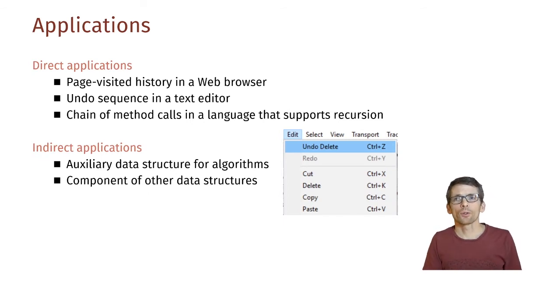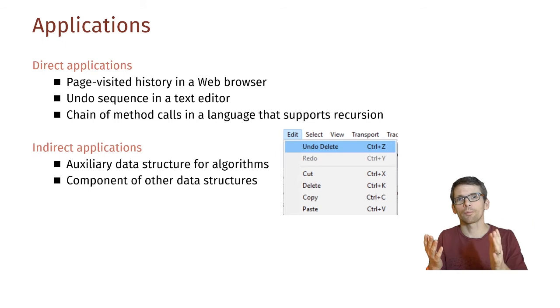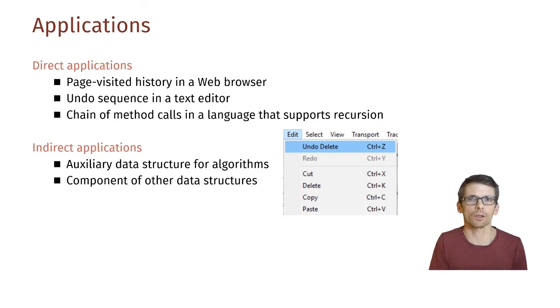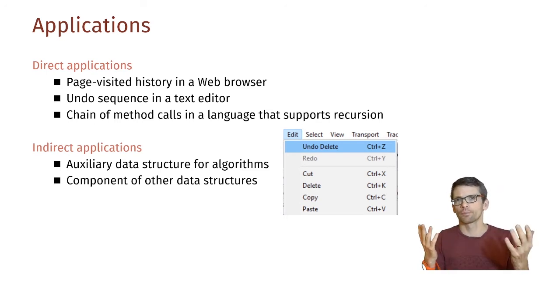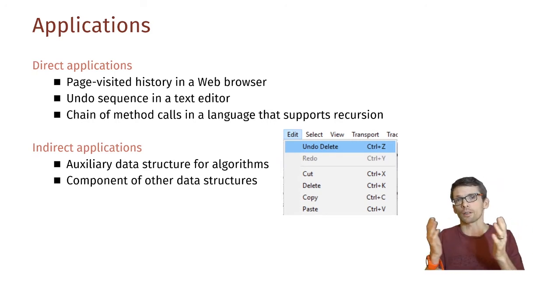So what are stacks used for? Stacks are used, for instance, if you have a history and you want to go one step back in time. Then you're going to access the last element that was added to the history. Likewise, if you want to have an undo, the last operation that you want to undo is actually the last operation that you did.